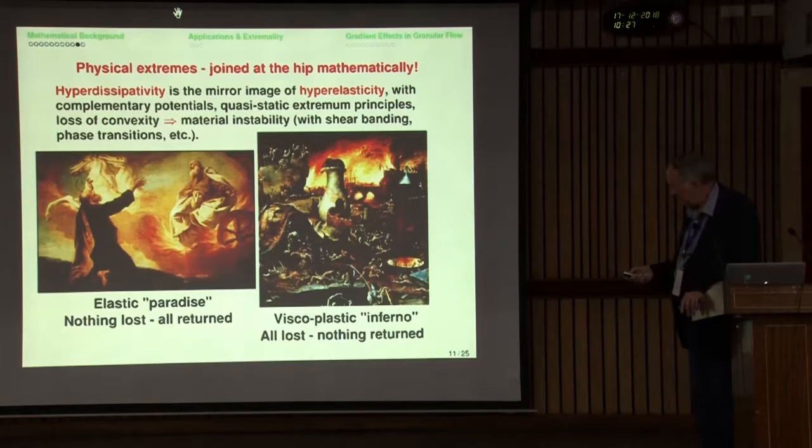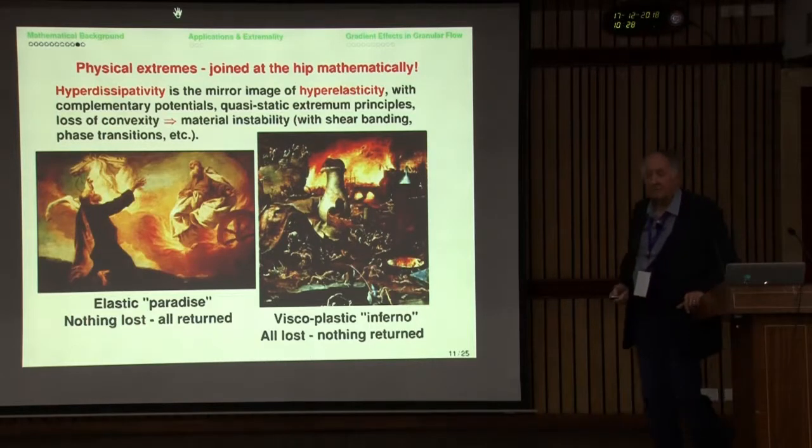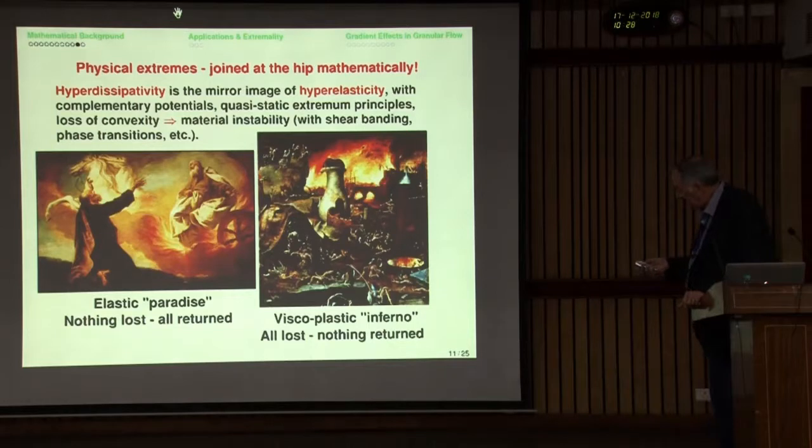The point is that hyperdissipativity, or strong dissipativity, is the mirror image of hyperelasticity. And this is remarkable. On one hand, you have a system in which nothing is lost, nothing here being work. All the work you put into a system, you can get back. This is Elijah ascending to from where he came. Everything is returned. And on the other hand, we have a situation here depicted by Bosch where everything is lost. All the work is dissipated. And what's remarkable is that these two extremes of physics are actually connected at the hip mathematically. You have complementary potentials. You have quasi-static extremum principles. You have loss of convexity of the potential leading to material instability with shear banding, phase transitions, and so forth. So I think this is a very useful way of visualizing some things.